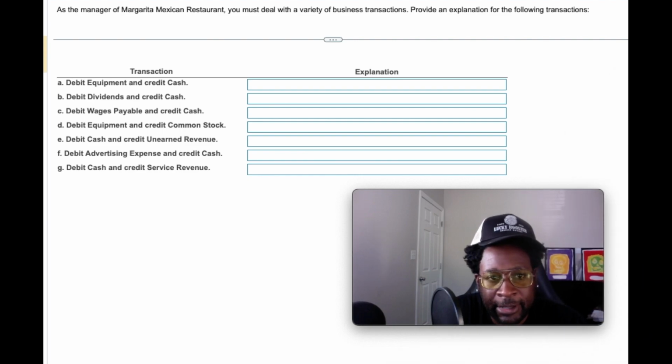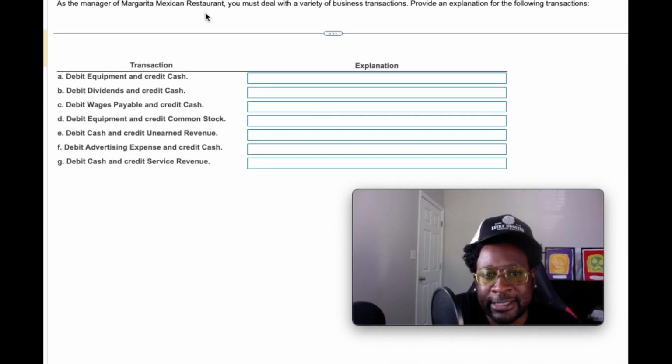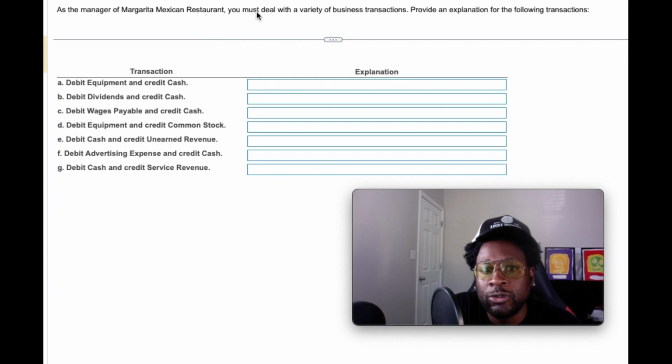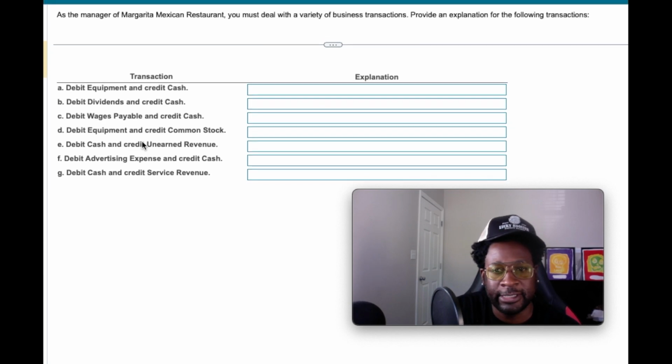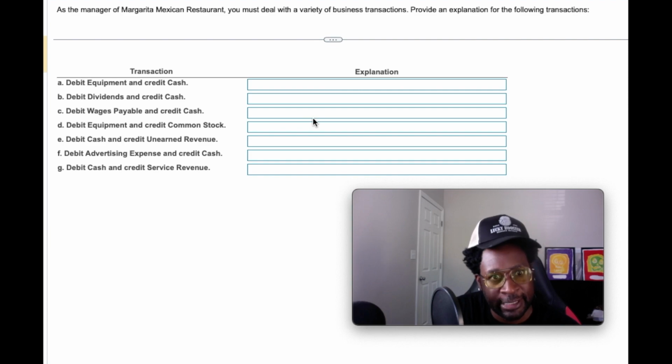As a manager of Margarita Mexican, you must deal with a variety of business transactions. Provide the explanation for the following. Okay, so they give us some transactions and we need an explanation to support what the proper accounts being affected are. And we're going to use the all clear system.